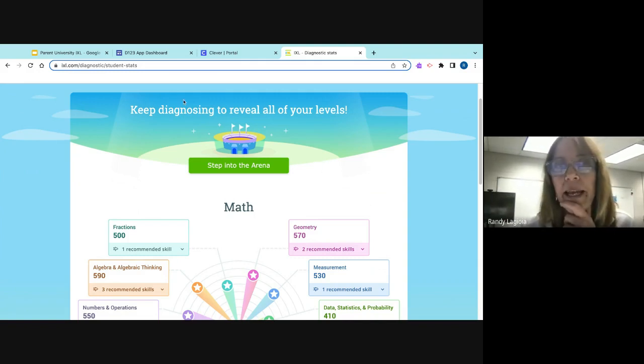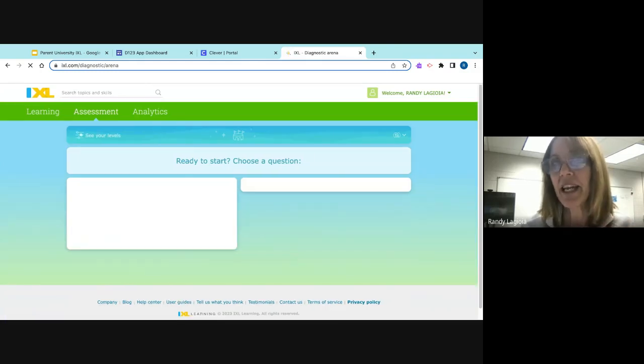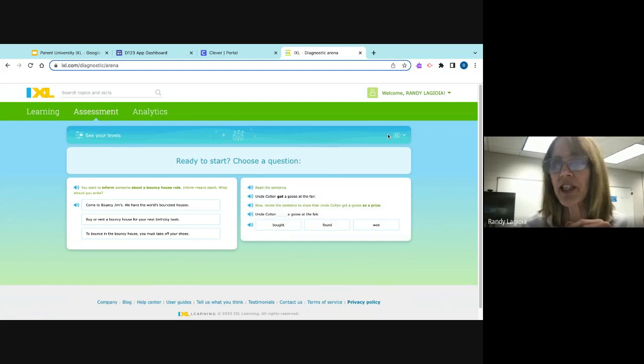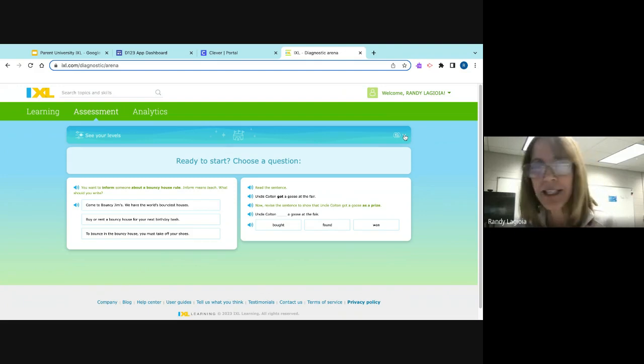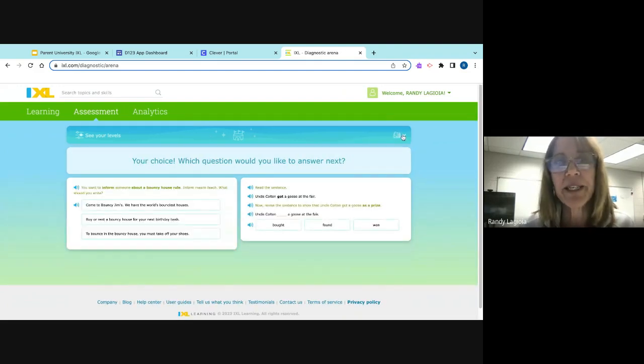All right, so the diagnostic arena is, IXL calls it an arena. And when you step in here, you are going to be given questions that's going to help IXL pinpoint the right level of skills. So if we step into the arena, this is the diagnostic area. So students get to choose a question. It's very hard to see, light blue on light blue, but you have the option once you are in the arena to just do math or just do language arts. So if we went to language arts, which question would I like to start?